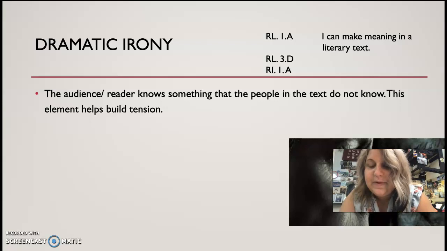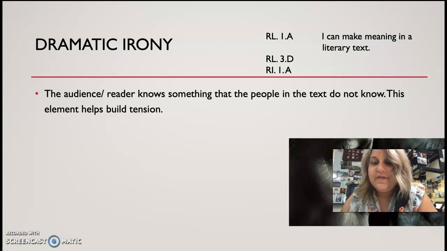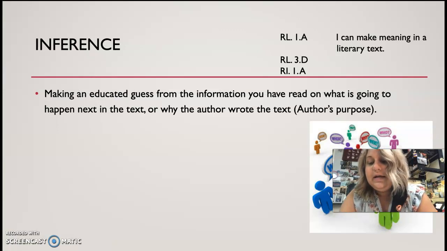Building tension, dramatic irony, is when the audience knows something that the people in the text do not know. So for this assignment, you need to know what theme and dramatic irony are so that you can do a writing assignment where you prove an example of both of those in our text. The assignment will be on Canvas for you.